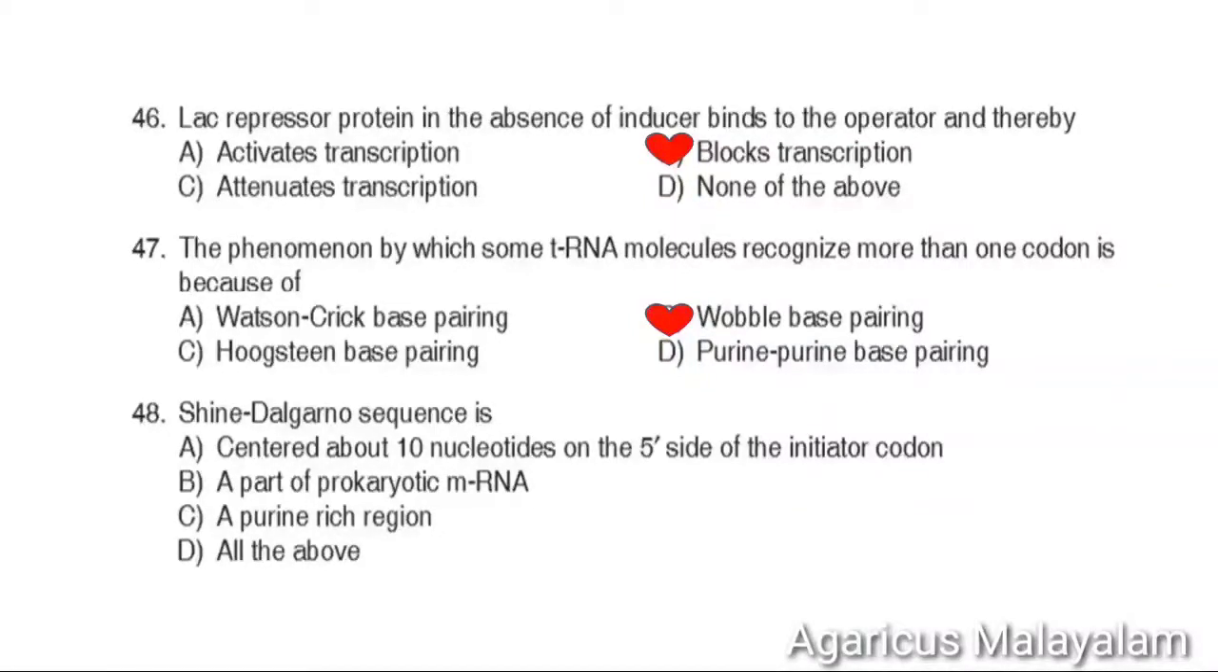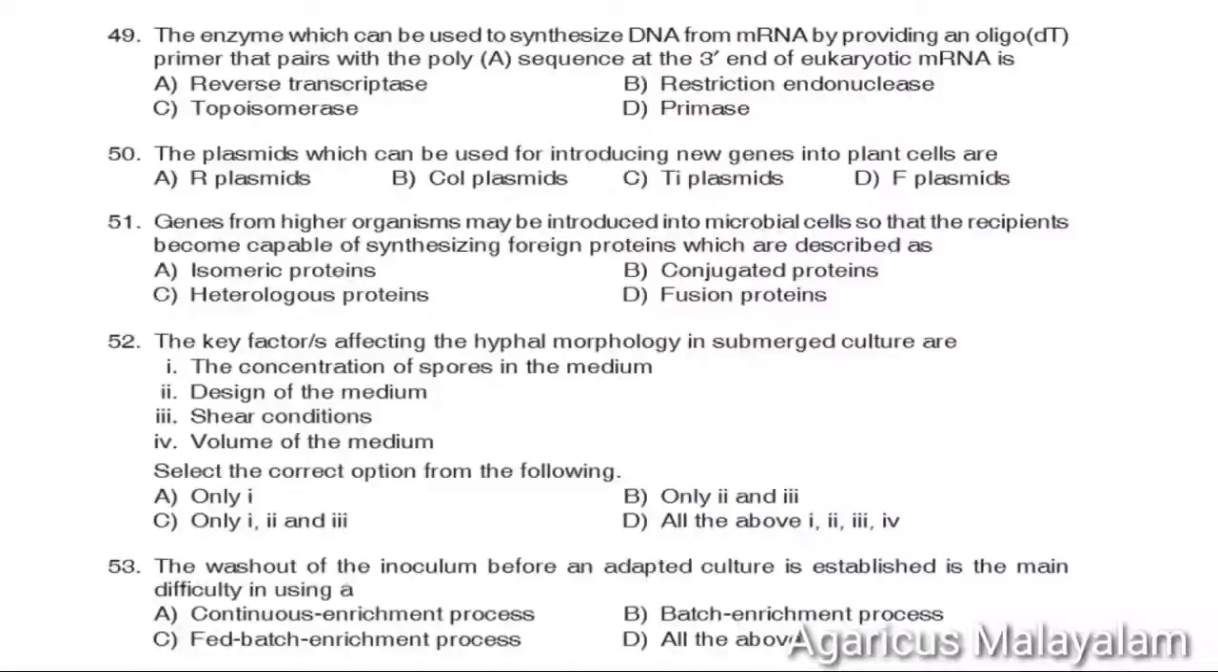48. Shine-Dalgarno sequence is. Correct answer is option D, all of the above. 49. The enzyme which can be used to synthesize DNA from mRNA by providing an oligo primer that pairs with the poly A sequence at the 3' end of eukaryotic mRNA is. Correct answer is option A, reverse transcriptase. 50. The plasmids which can be used for introducing new genes into plant cells are. Correct answer is option C, Ti plasmid.